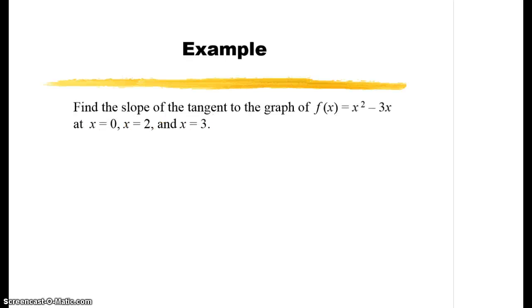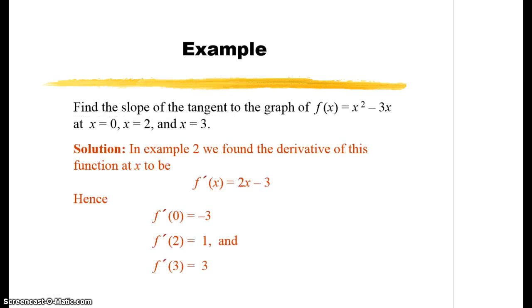Okay, so one other example: find the slope of the tangent to the graph of f of x equals x squared minus 3x at x equal to 0, x equal to 2, and x equal to 3. Well, to find the slope of the tangent, this is sort of like saying find the derivative at those points. That's what this means, because those two are equivalent. The derivative and the slope of the tangent line are equivalent. We already know from the previous example that the derivative for that function is 2x minus 3. All we have to do is plug in 0, 2, and 3 for x to figure out what the slope of the tangent would be at each one of these 3 points. And that's what's done on this slide here.